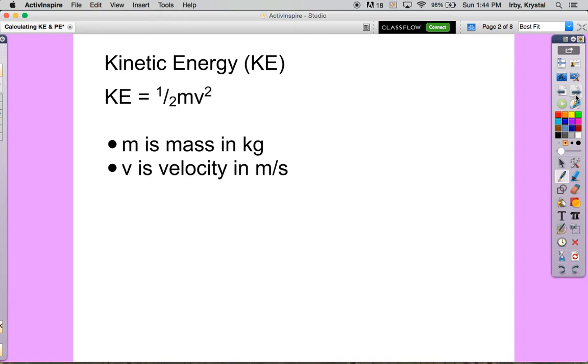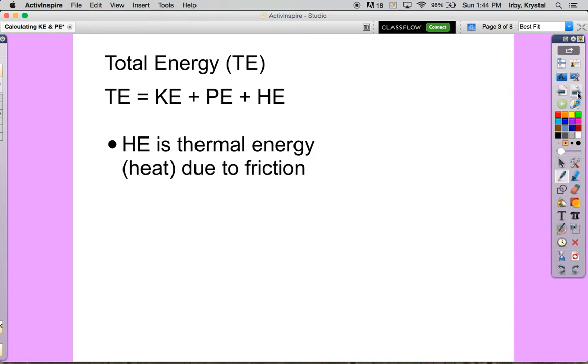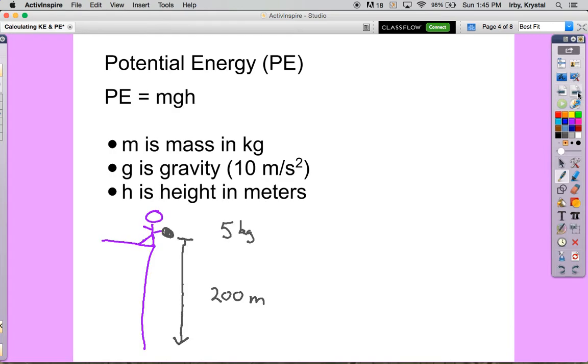Kinetic energy, the equation is 1/2 the mass of the object times its velocity squared. Now the velocity is squared, not the entire expression. And total energy is just the total amount of energy in the system, whether we have a portion of it being kinetic, another portion being potential, another portion being heat due to friction, doesn't matter. The total energy of the system can be added up by taking each of those portions together. So we'll do a few problems to illustrate that.